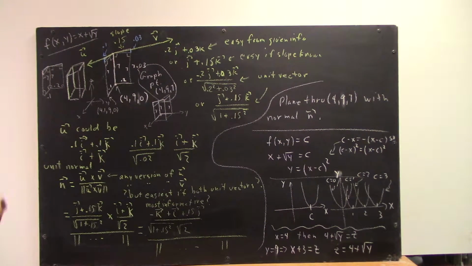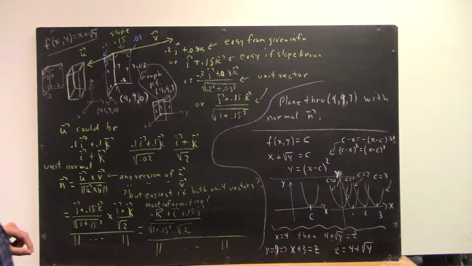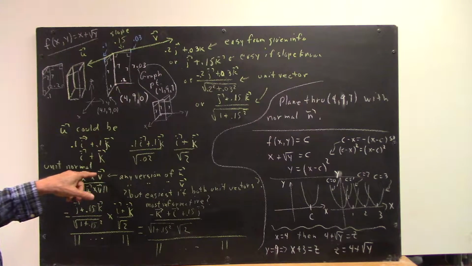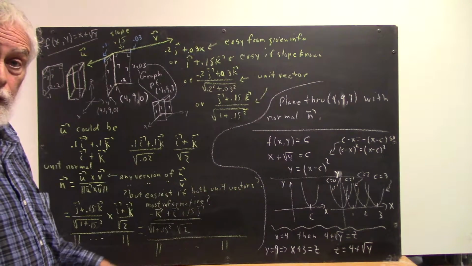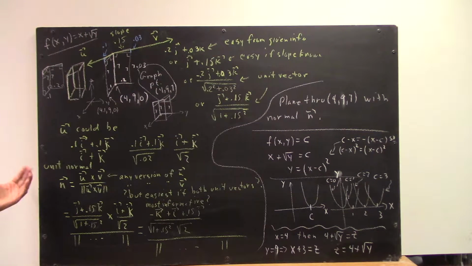To get our unit normal, we're going to use one of our u vectors, any one, and one of our v vectors. And if we want a unit normal, we're going to then divide by the magnitude of the cross product. So we could use any version of u, any version of v. But maybe the easiest, if we use the unit vectors, well, we'll leave that as a question. Maybe it is and maybe it isn't. And we just take the cross product and we calculate the cross product.